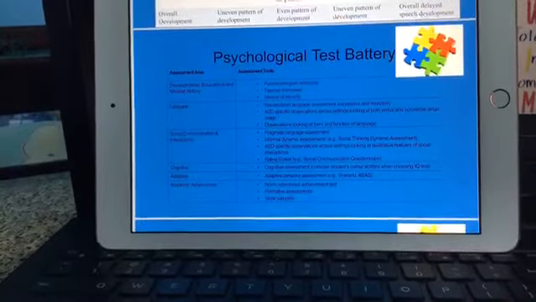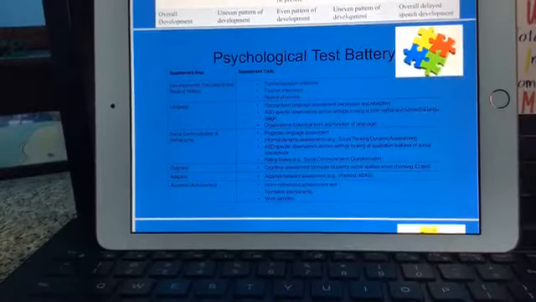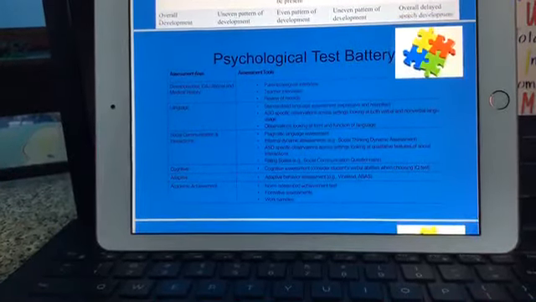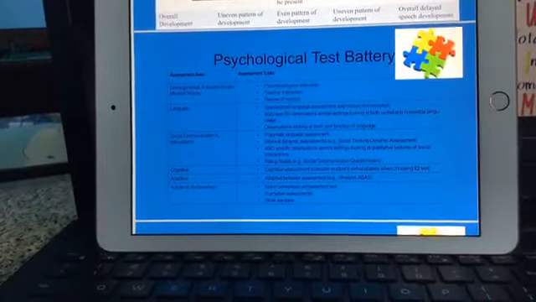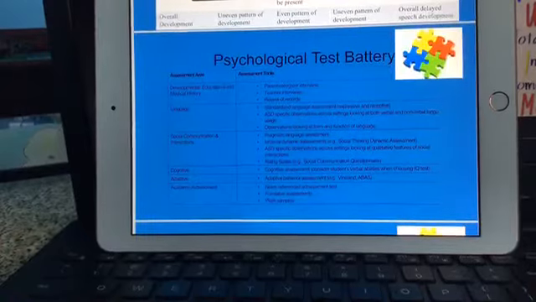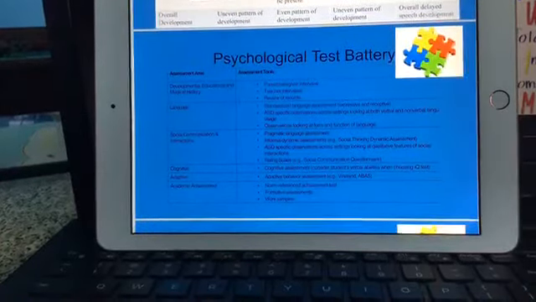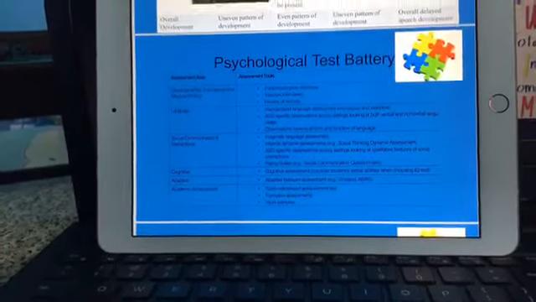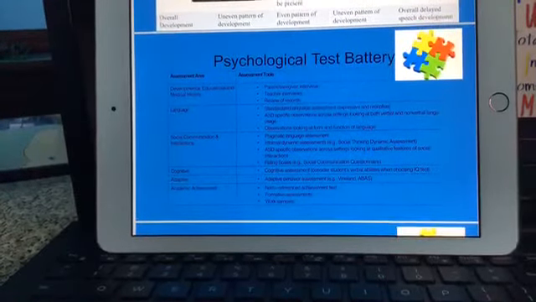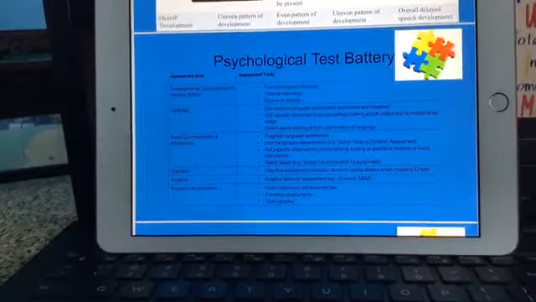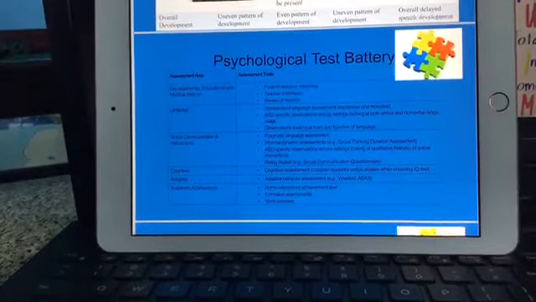We also have parents fill out forms about what they're observing at home, because it's important to not only base information on what we're seeing in our office, but also to get the information from what the parents are seeing. And if there's another person in the child's life, for example a babysitter that the child spends a lot of time with, we also want them to give us information about what they are seeing.